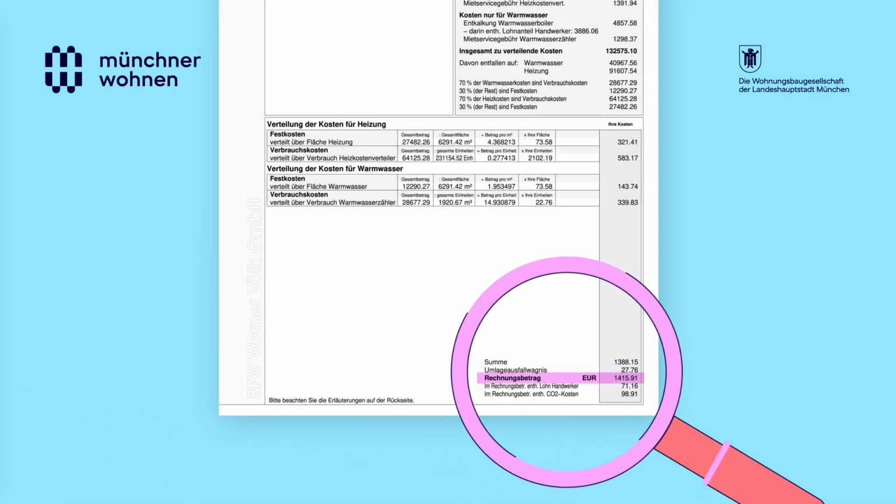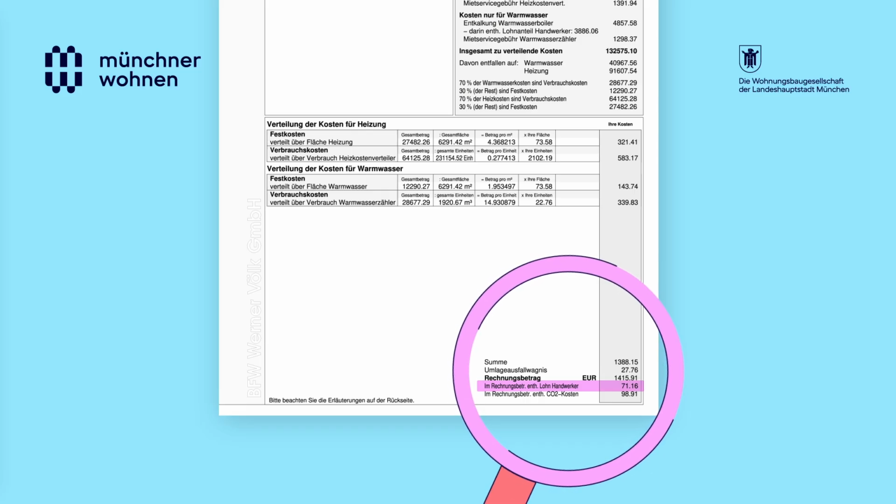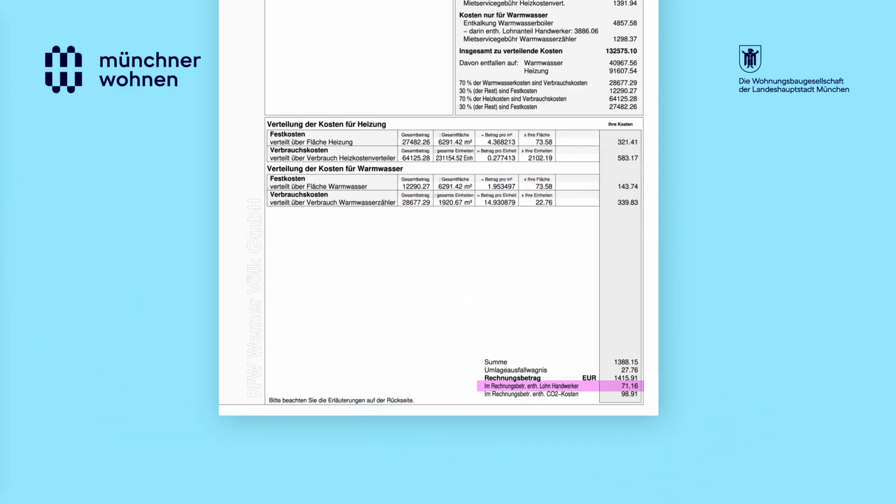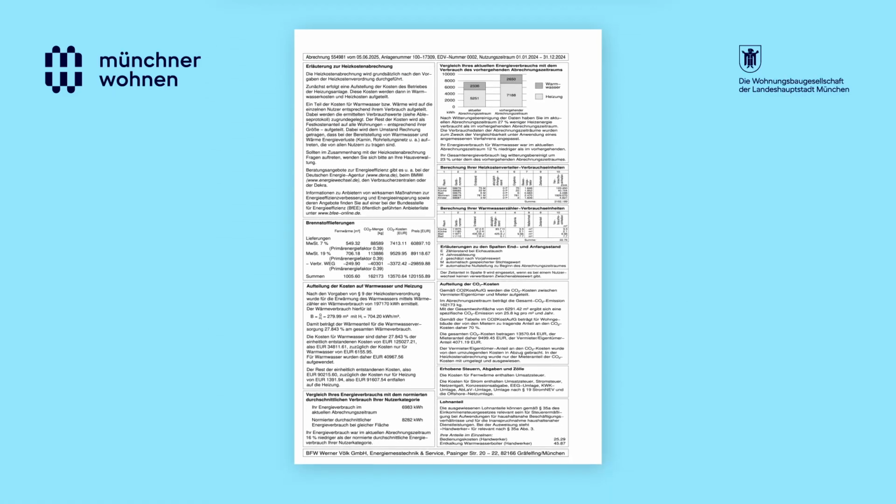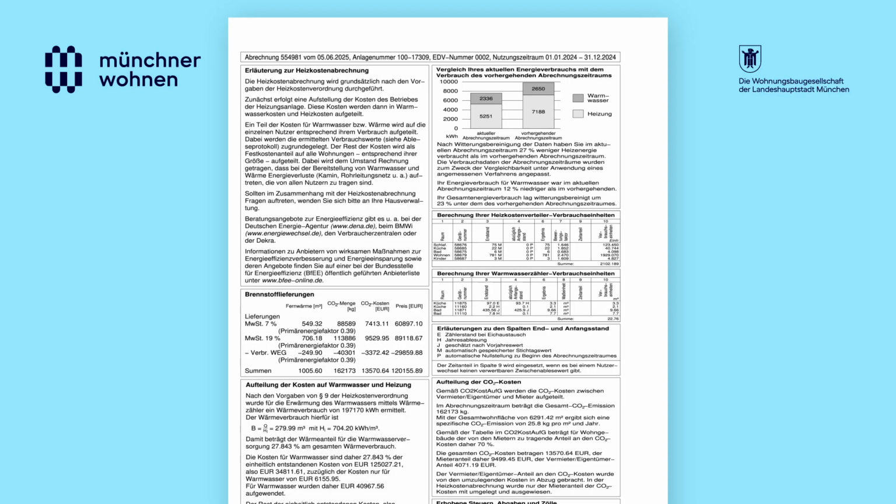Directly below the invoice amount, you will find your share of the labor cost for craftsmen during the billing period. You can claim these on your income tax return at the tax office. On the following page, important notes under explanation of the heating cost statement have been summarized for you.